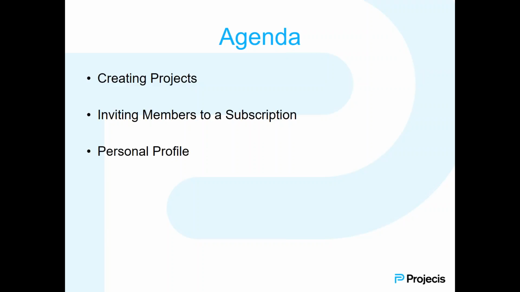This is also an important part because Projecis is structured as a subscription-based system. So for example, you have a subscription to Projecis. You can have 50 seats, 100 seats on Projecis or more. Within those seats, I can assign any number of those seats to projects. So I can have 10 people on project A, 100 people on project B, 50 people on project C. And I can mix and match them. And we'll go over inviting members to a subscription.